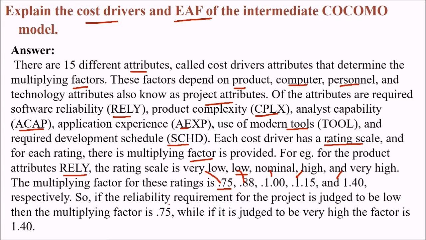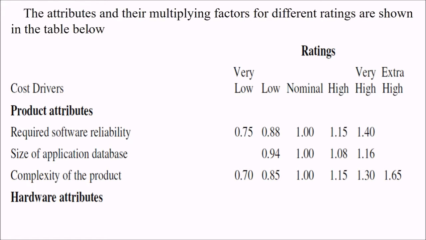So if the reliability requirement for the project is judged to be low, then we'll use 0.75. If it is judged to be very high, the factor would be 1.50. So these are the cost drivers and the adjustment factors we are going to use. The attributes and their multiplying factors for different ratings are shown here. As I said, these are the cost drivers and these are the ratings from very low to extra high.